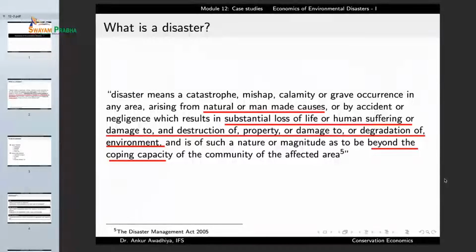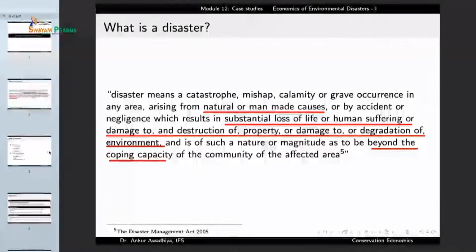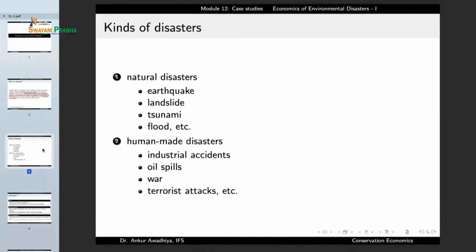And these are of such a nature or magnitude as to be beyond the coping capacity of the community of the affected area. That is, it overwhelms the resources and the coping capacity of the local community, and in that case, we will call it a disaster. Now, disasters can be natural disasters such as earthquakes, landslides, tsunami, flood, and so on, or we can have human-made disasters such as industrial accidents, oil spills, war, terrorist attacks, and so on. So, there are all these different kinds of disasters.